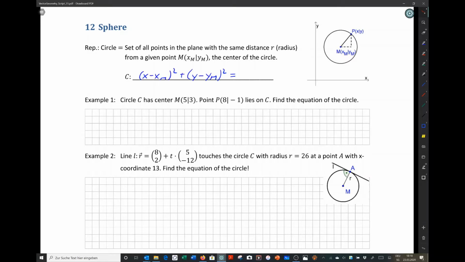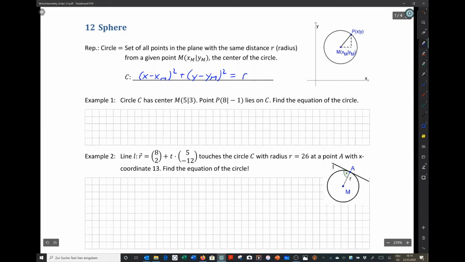The squared distance can be written as the difference of the x-coordinates, so x minus x_M squared, plus the difference of the y-coordinates, y minus y_M squared, and equals now obviously r squared. So this is the equation of a circle. Any point on the circle fulfills these conditions. Its x-coordinate and its y-coordinate fulfill this condition.